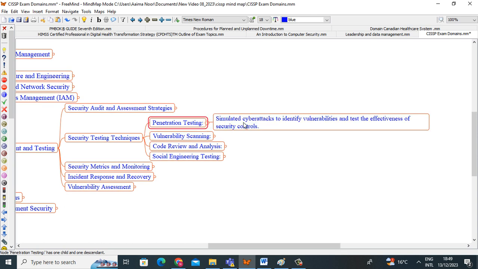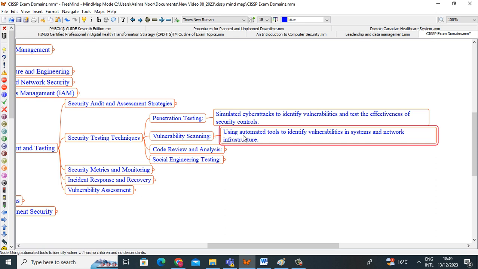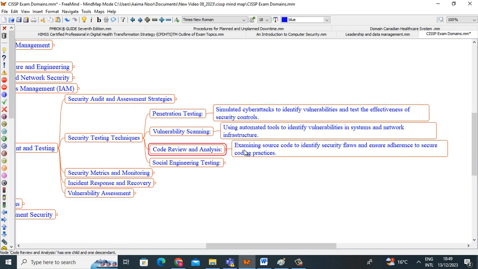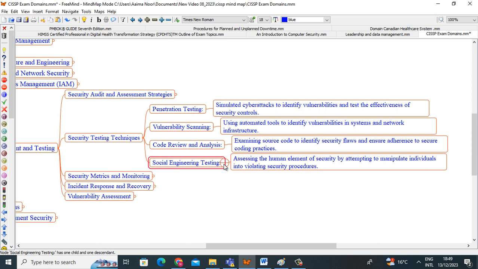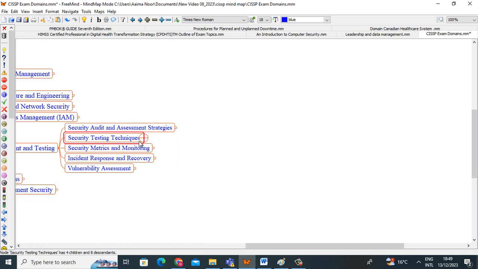Penetration testing. Simulated cyber attacks to identify vulnerabilities and test the effectiveness of security controls. Vulnerability scanning. Using automated tools to identify vulnerabilities in systems and network infrastructure. Code review and analysis. Examining source code to identify security flaws and ensure adherence to secure coding practices. Social engineering testing. Assessing the human element of security by attempting to manipulate individuals into violating security procedures.